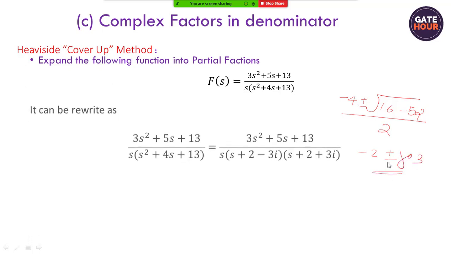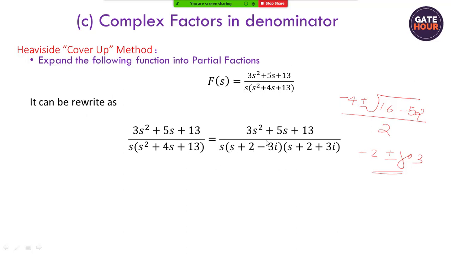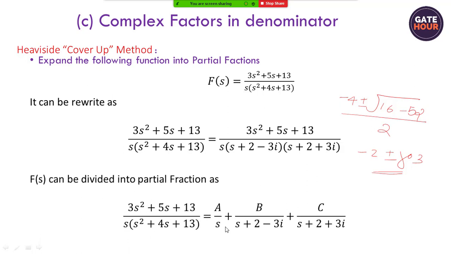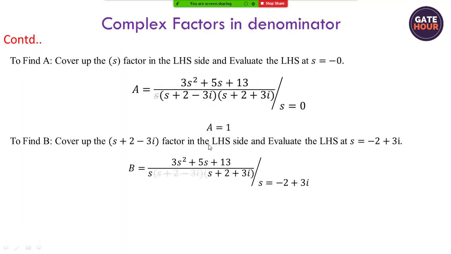You can simply do the partial fraction of this. We found the roots are minus 2 plus or minus 3i, so we can write the whole expression as a by s plus b by s plus 2 minus 3i plus c by s plus 2 plus 3i. Now we want to find a, b and c. To find a, we cover up this s and put s equal to 0. You will get 13 by 13, which is equal to 1, so a equals 1.